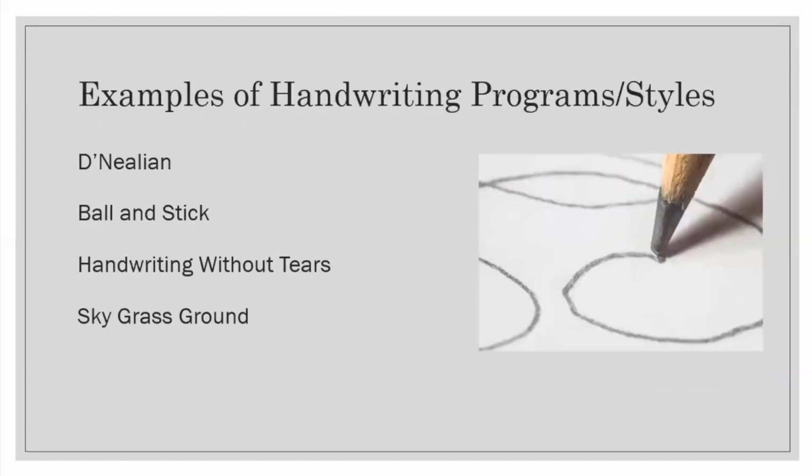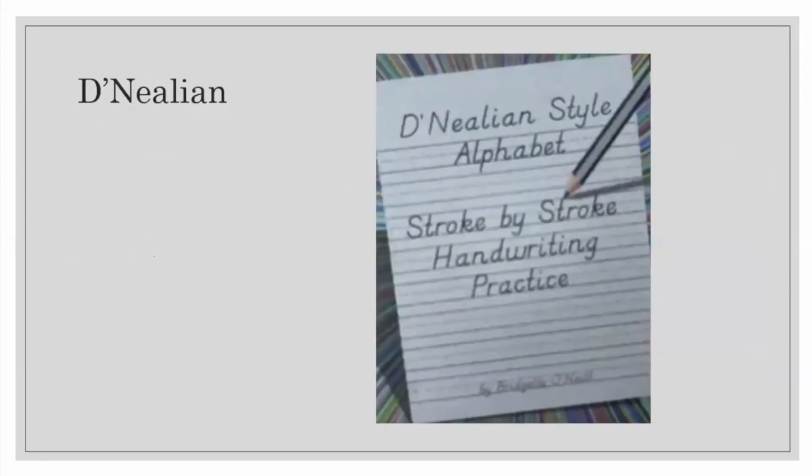I will speak briefly about each of these programs or approaches. D'Nealian uses 3 lines dotted in the middle. It does have continuous stroke letters and they have a little tail to help transition to cursive. And you can see some of the letters resemble cursive letters. If you look at the K in the word stroke, it already looks like a cursive K.